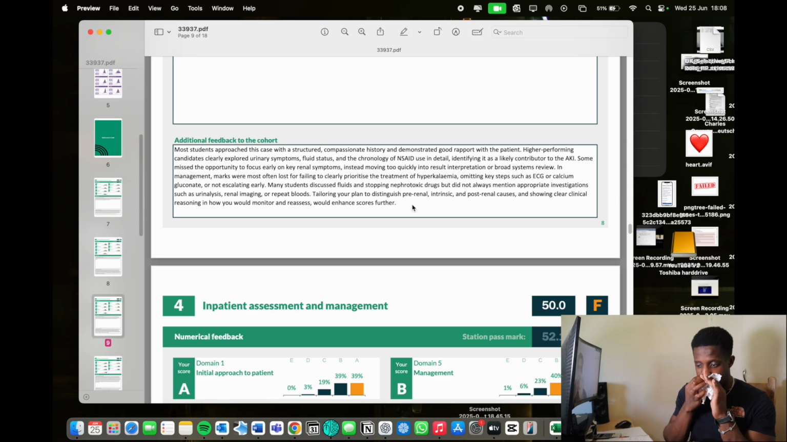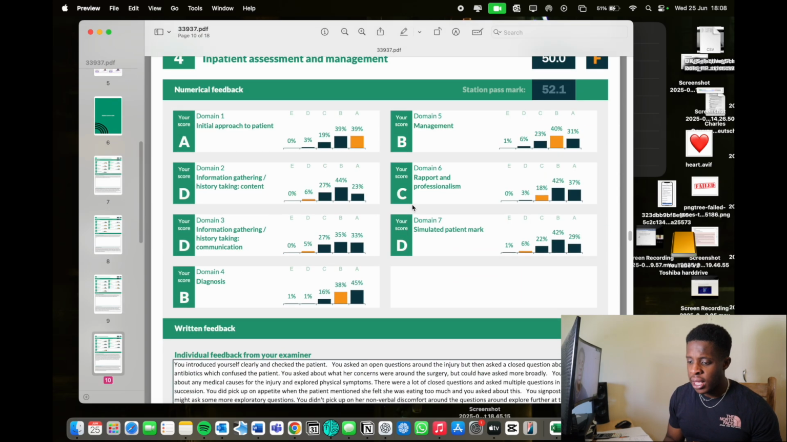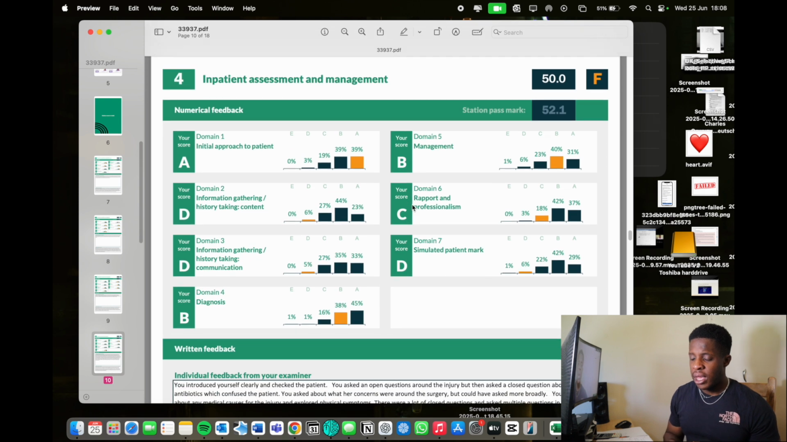Okay, so this is definitely something that can be improved, and I hope this will be helpful. Next one is inpatient assessment and management. This was a patient that was actually a psych station. They were meant to have an Achilles surgery, but they were seen vomiting. On taking the history, they had bulimia.